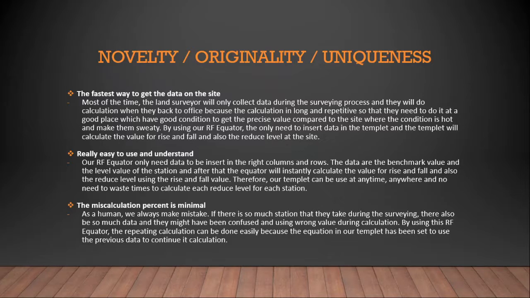So by using our RF EQUATOR, they only need to insert the data in the template and the template will calculate the value of rise and fall and also the reduced level at the exact place, which is at the site. The second point is this template is really easy to use and to understand. This template only needs the data to be inserted in the right columns and rows. So it will instantly calculate the value every time the land surveyor inserts the data. Therefore, our template can be used anytime, anywhere, and there is no need to waste time calculating each reduced level for each station. The third point is the miscalculation percentage is minimal.